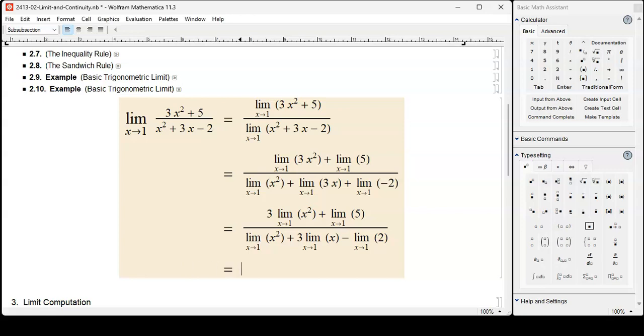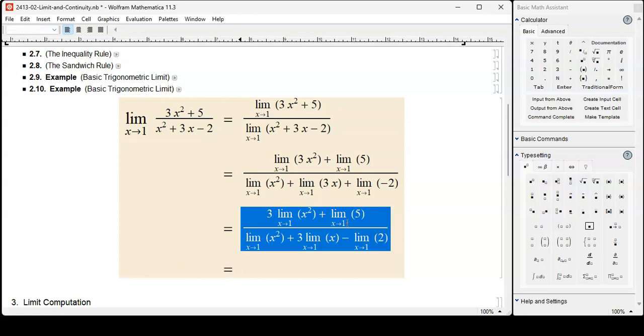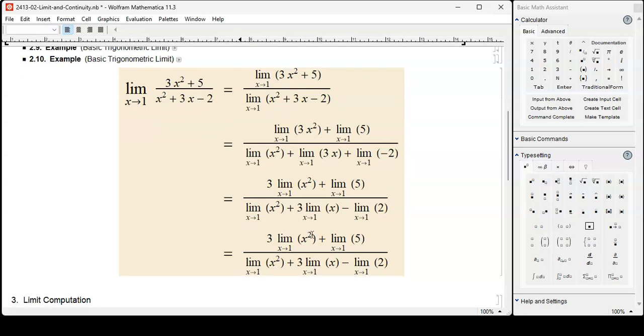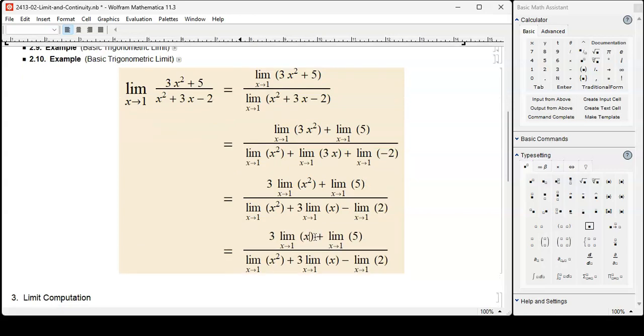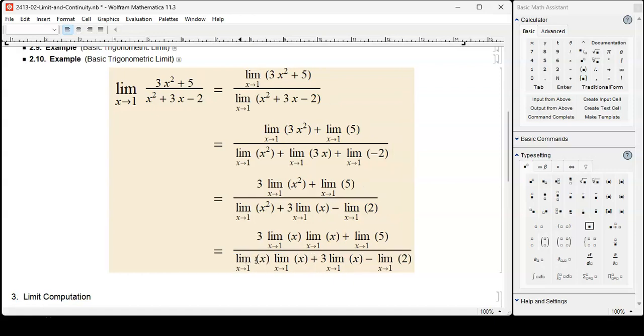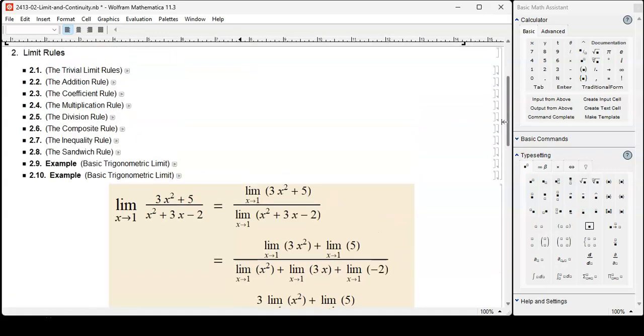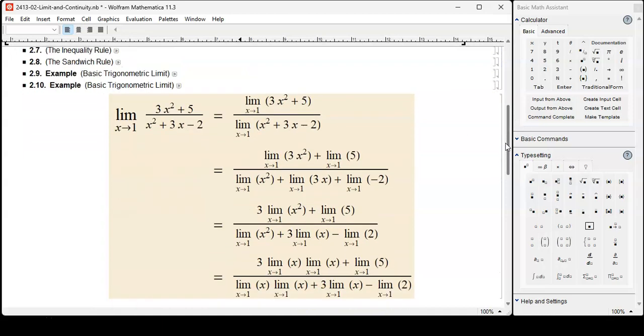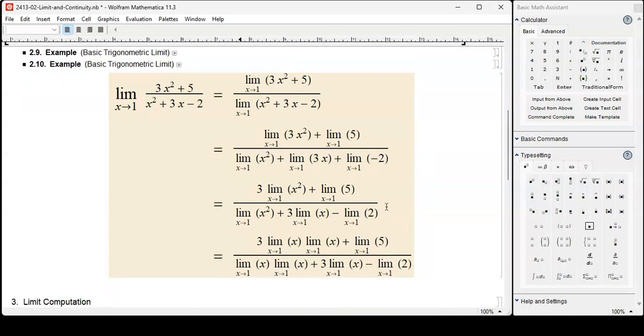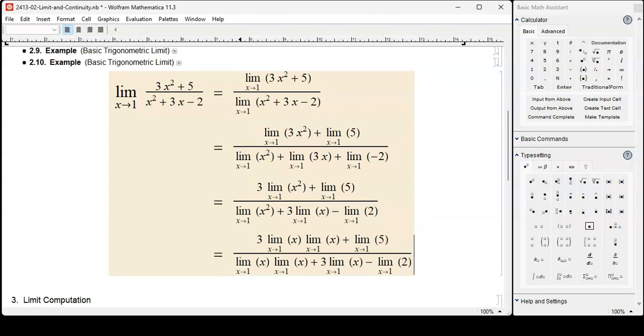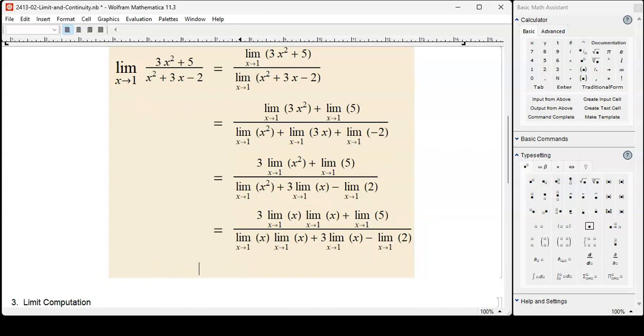And then let's use the multiplication rule. This x squared is x times x, so limit of x times limit of x. Again, I can do the same thing: limit of x times limit of x. So what did I just use? I used the multiplication rule. Before that, coefficient rule. Before that, addition rule. Before that, division rule. And then finally, let's use the trivial rule.